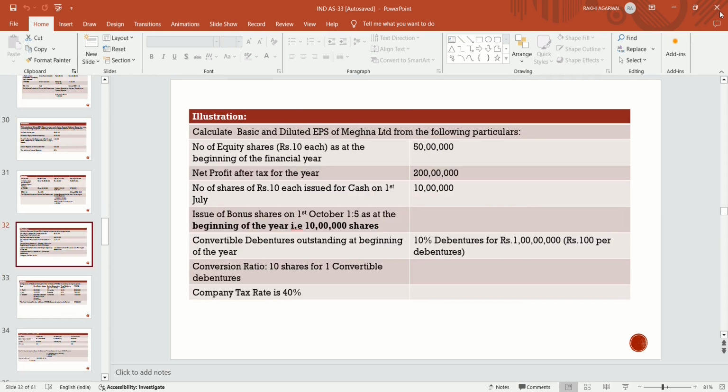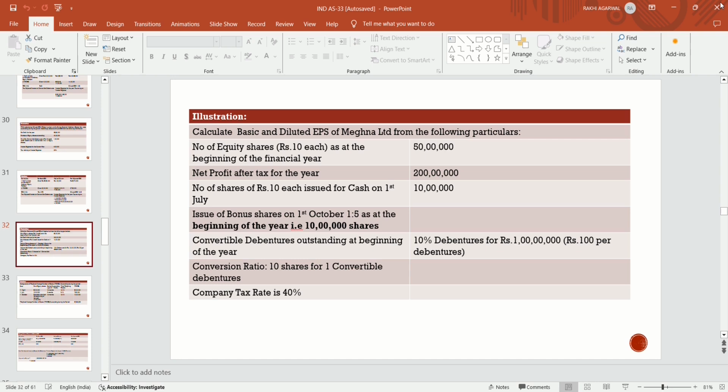Calculate basic and diluted EPS of Meghna Limited from the following particulars. Number of equity shares of rupees 10 each at the beginning of the financial year is 50 lakhs. Net profit after tax for the year is 200 lakhs. 10 lakh shares of rupees 10 each were issued for cash on 1st July. Bonus shares were issued on 1st October in the ratio 1:5 on the shares at the beginning of the year. Convertible debentures outstanding at the beginning of the year are 10% debentures of rupees 1 crore, at rupees 100 per debenture.